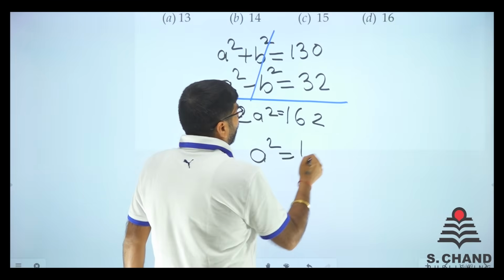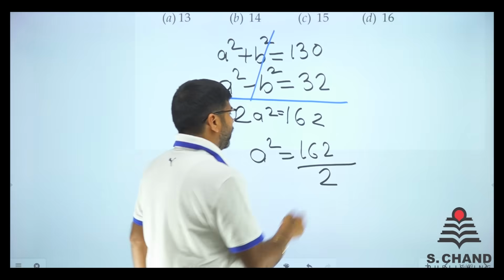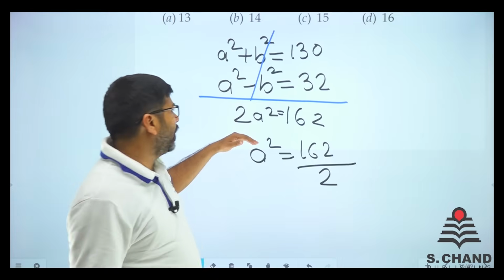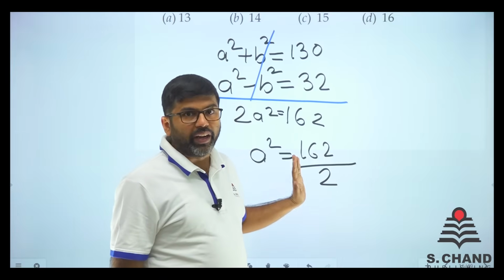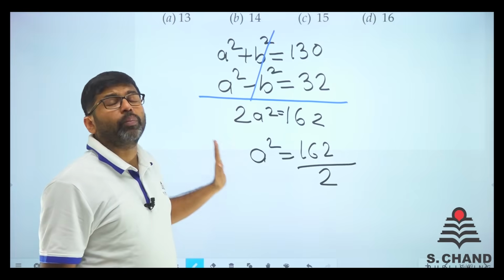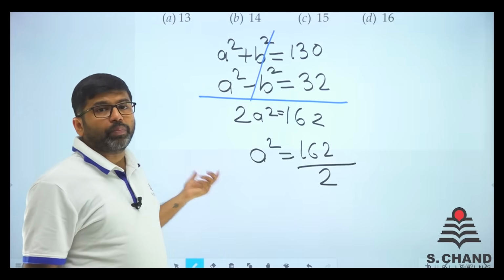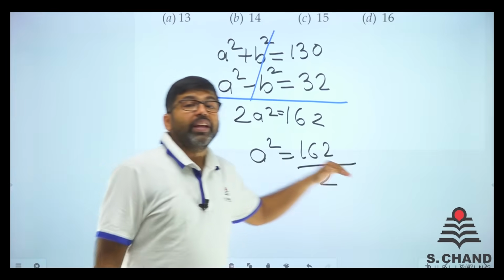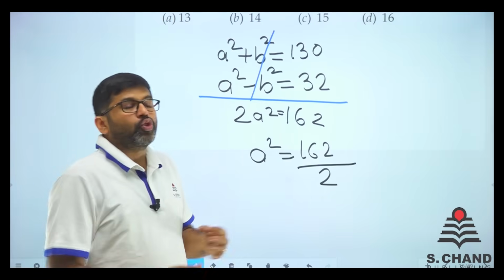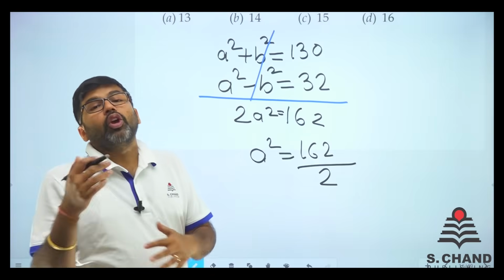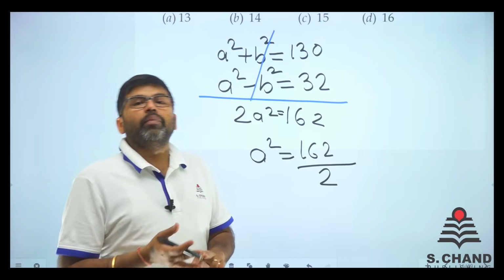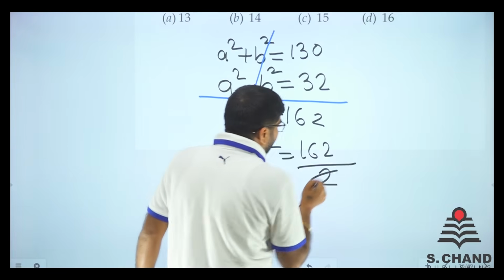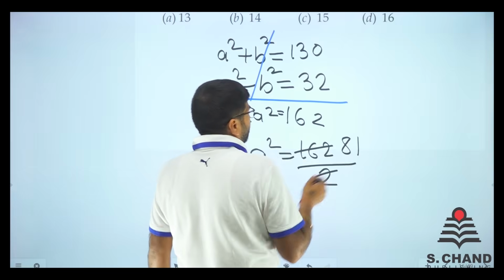We have a square is equal to 162 divided by 2, right? How come this is divided by 2? There are two ideas. One, just divide the whole equation by 2. So 2 by 2 is 1 and 162 by 2 is what we are finding. The other idea is, when anything goes from the left side to the right side, plus becomes minus, multiplication becomes divide, minus becomes plus, and divide becomes multiplication. So a square is equal to 162 by 2. Just divide this, we will get 81. So we have a square is equal to 81.